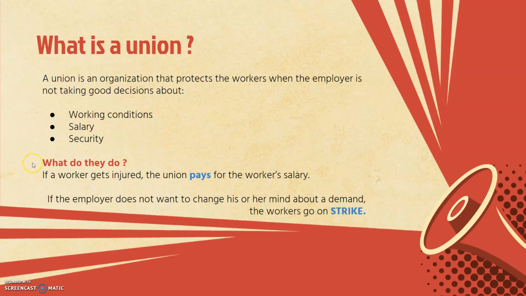Qu'est-ce qu'ils font? If a worker gets injured, the union pays for the worker's salary. Par exemple, si un des travailleurs se fait mal, il ne peut pas aller travailler, alors le syndicat va pouvoir payer pour son salaire. Dans d'autres mots, avant d'avoir des syndicats, s'ils se faisaient mal, ils ne pouvaient pas retourner au travail, même si ce n'était pas leur faute, ils perdaient leur travail, ils ne pouvaient plus avoir de l'argent. Donc, ils ne pouvaient plus manger.